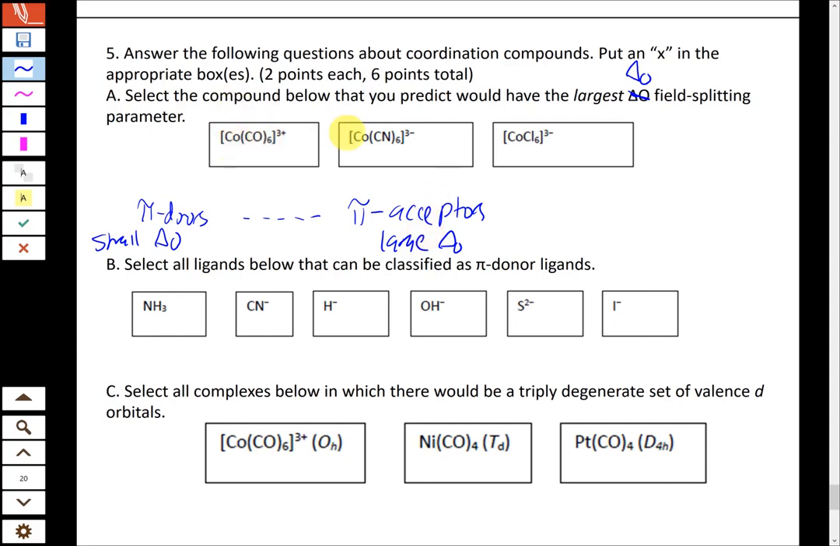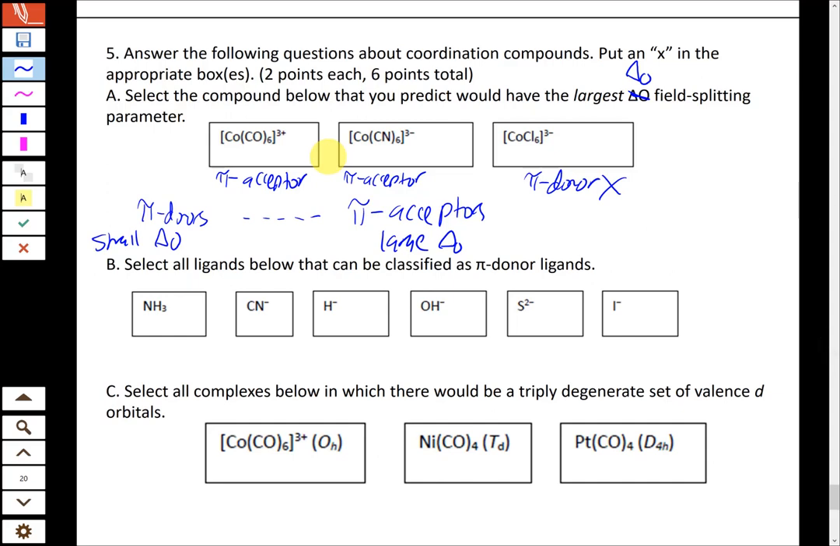Moreover, we notice that all of these are the same metal. Cobalt plus 3 is the oxidation state or charge on the metal. So there's no difference in the metal here. All that's going to determine delta O is the type of ligand we have. This one is going to be a pi donor because it's chloride, which has filled pi orbitals, so this one's not going to be correct. Then we have to distinguish between CO and CN. Both of these are pi acceptors, and which one is the stronger pi acceptor is going to determine which one has larger delta O. The one with the largest delta O should be the strongest pi acceptor.